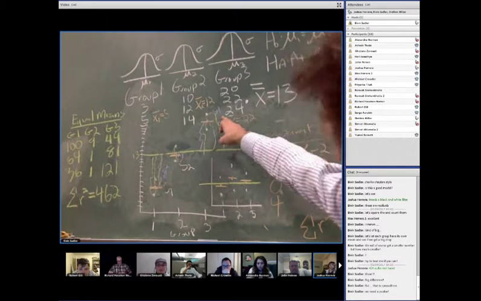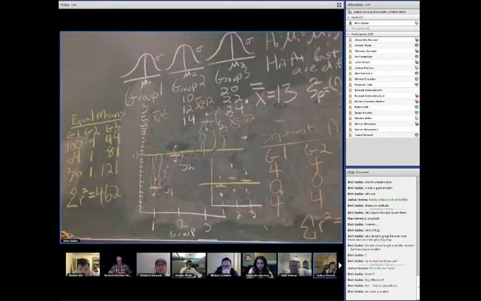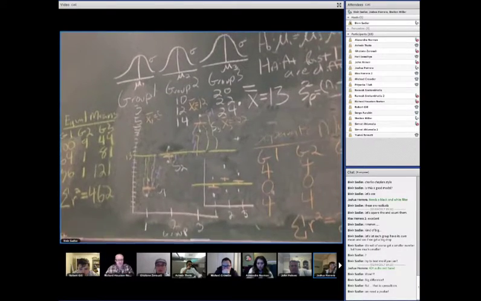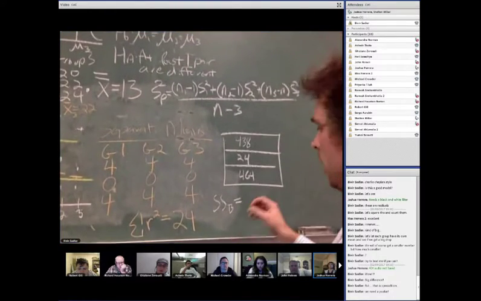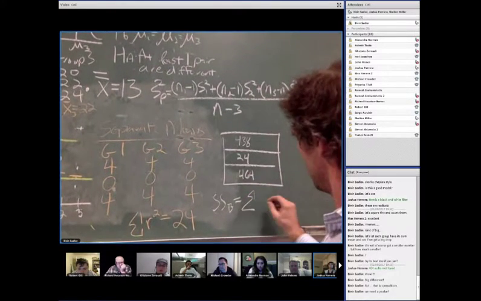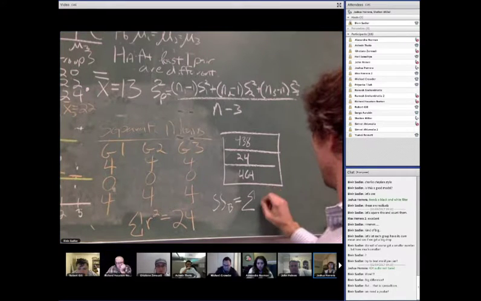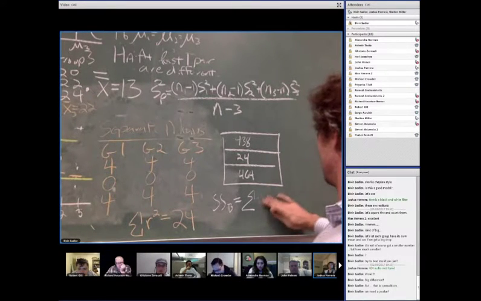It's 462, 24. So we're saying that is 438. So that should be the sum of squares between. Here, the sum of squares between is equal to the sum of x i bar minus x bar squared, in this case from i equals 1 to 3.